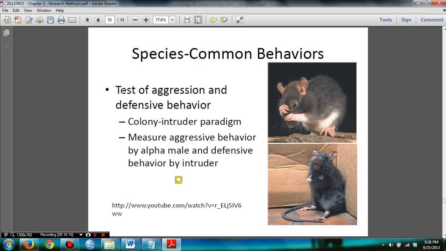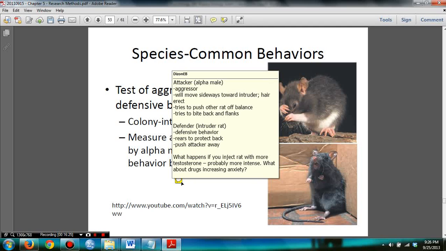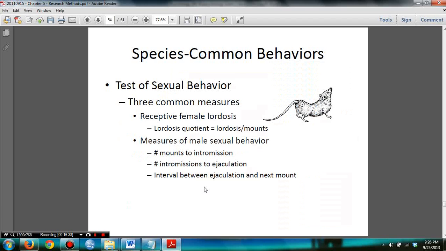Another way to test it is to test for aggressive behavior. So basically, the method you're using is a colony intruder paradigm, and it measures aggressive behavior by the alpha male and defensive behavior by the intruder. And then this side note shows the characteristics of the attacker and the defender, which is the intruder rat. And another thing that they test for common behavior is the test of sexual behavior. And then there are three measures: the number of intromissions, the number of intromissions to ejaculation, and the interval between ejaculation and the next mount.